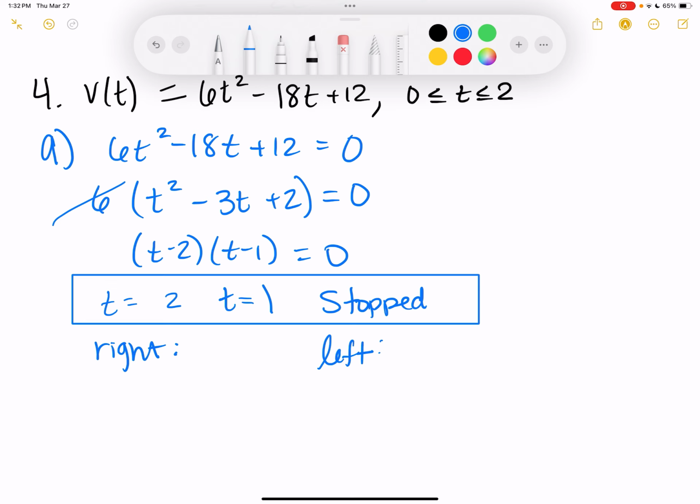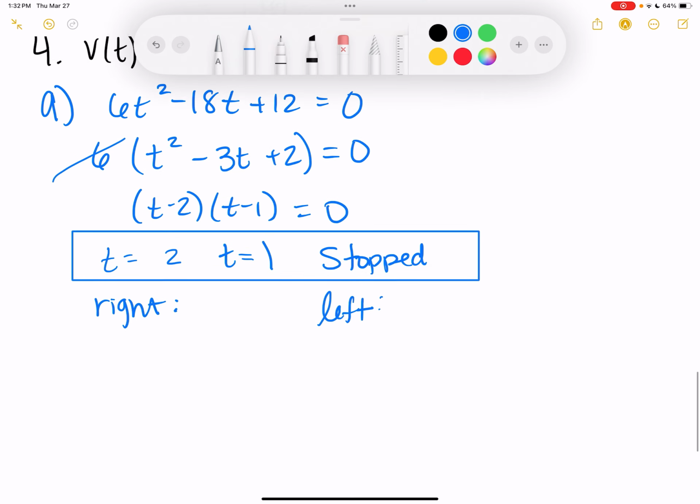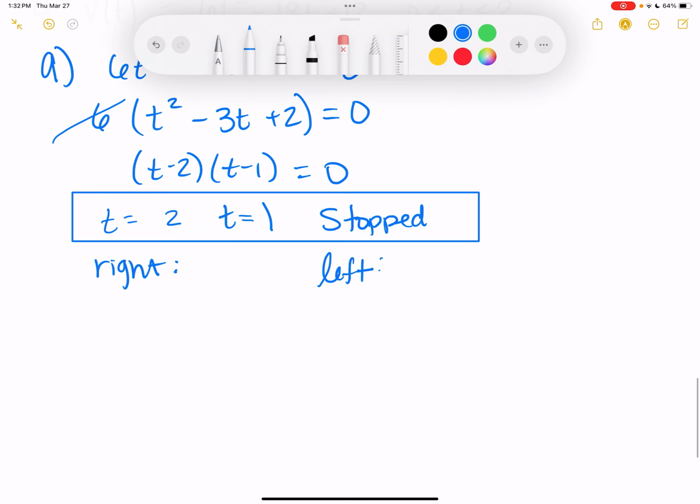Okay. So now, alright. I need to choose. Oh, we're going from 0 to 2. I need to choose a point between 0 and 1 and a point between 1 and 2 to test.